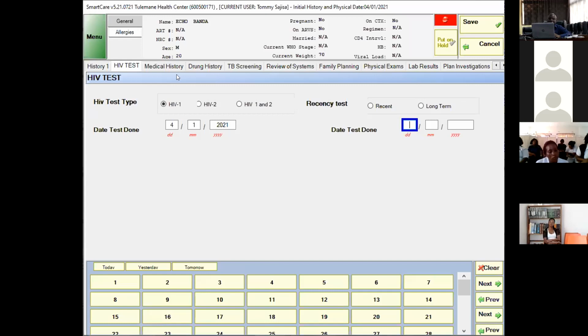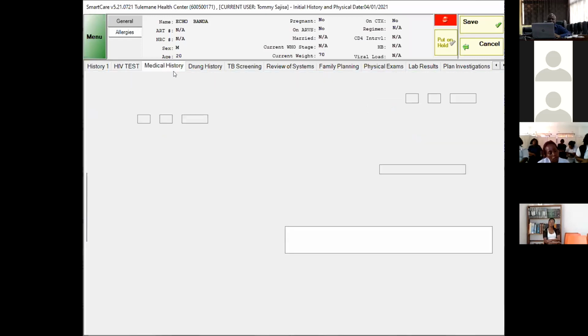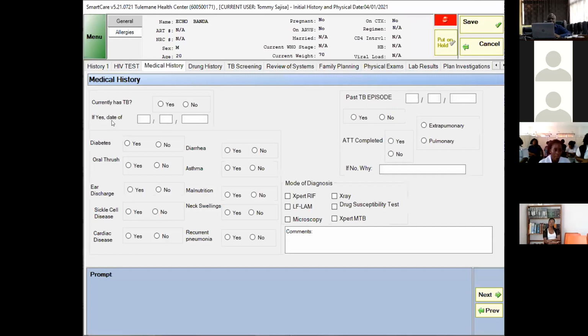Okay, so the medical history, there is the current TB, yes or no, and if yes, the date when it was diagnosed is there, and also the mode of diagnosis. So I was talking about the mode of diagnosis. It is there, whether it was Xpert RIF, LF-LAM, microscopy, X-ray, drug susceptibility test, or Xpert MTB. So the mode of diagnosis is also here.